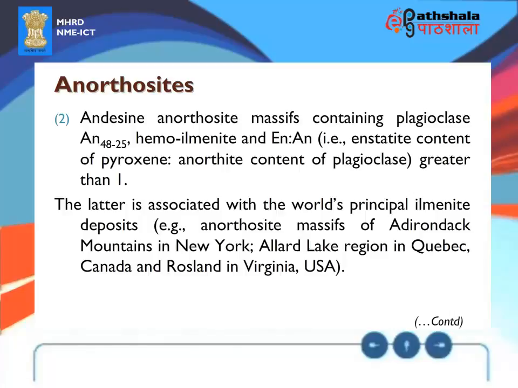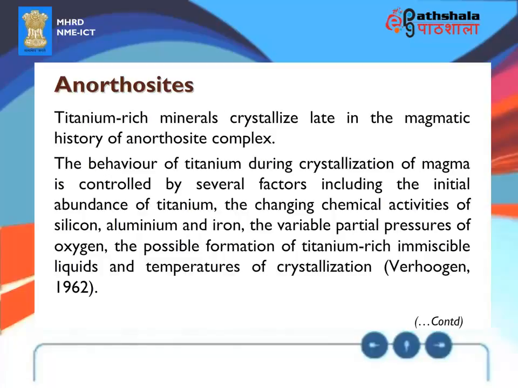The latter is associated with the world's principal ilmenite deposits. For example, anorthosite massifs of Adirondack Mountains in New York, Allard Lake region in Quebec, Canada, and Roseland in Virginia, USA. Titanium-rich minerals crystallize late in the magmatic history of anorthosite complexes.